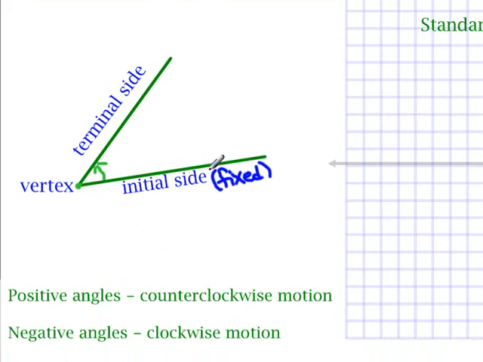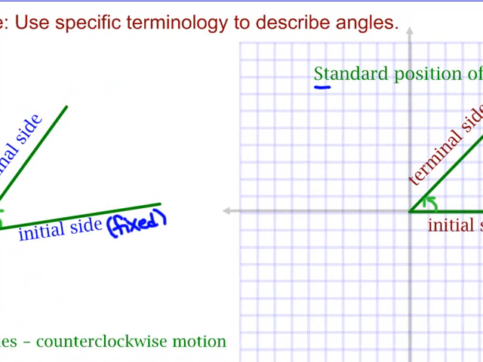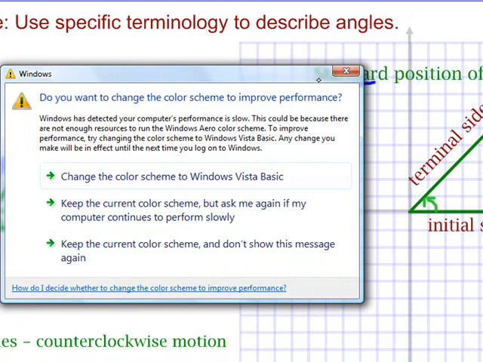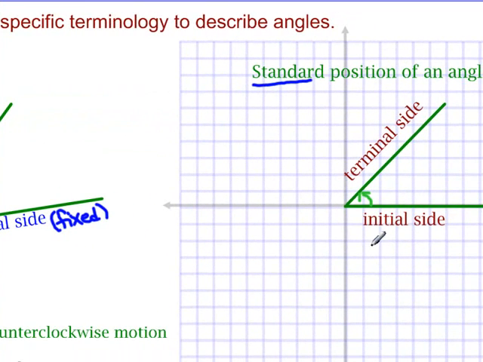So the standard way that we look at angles when we study them in trig is we put them on a coordinate system. And the standard position puts the initial side on the x-axis and the vertex is centered at the origin. And then the terminal side is the side that moves around.